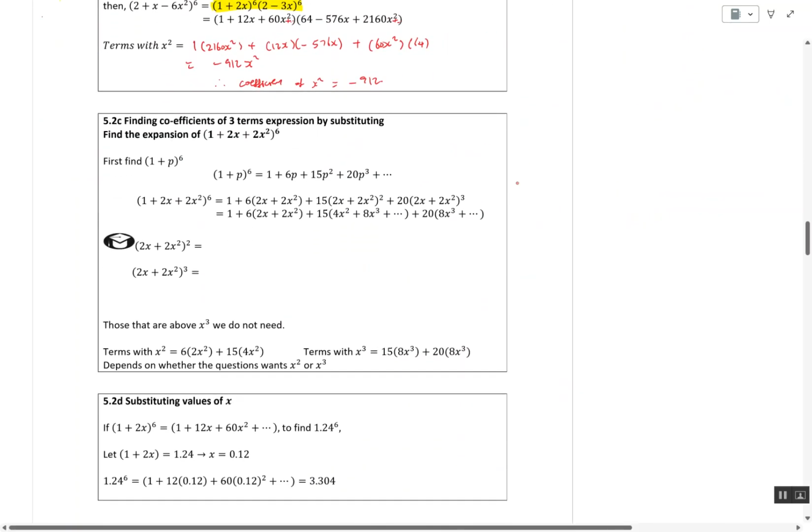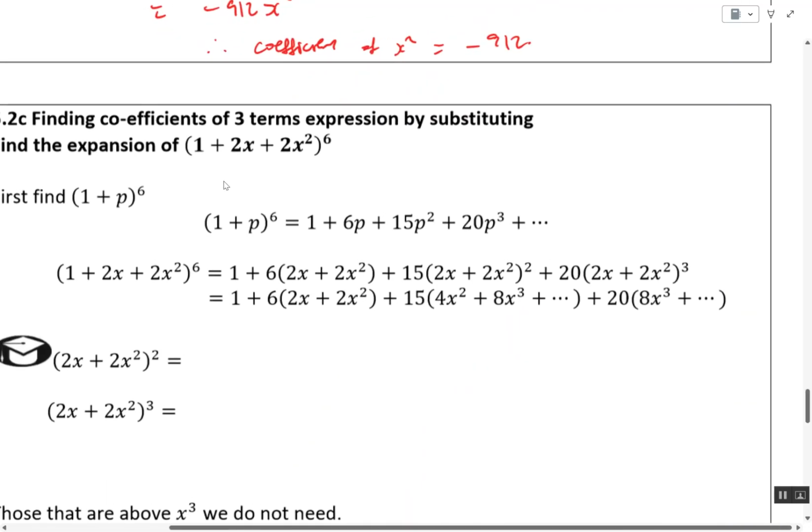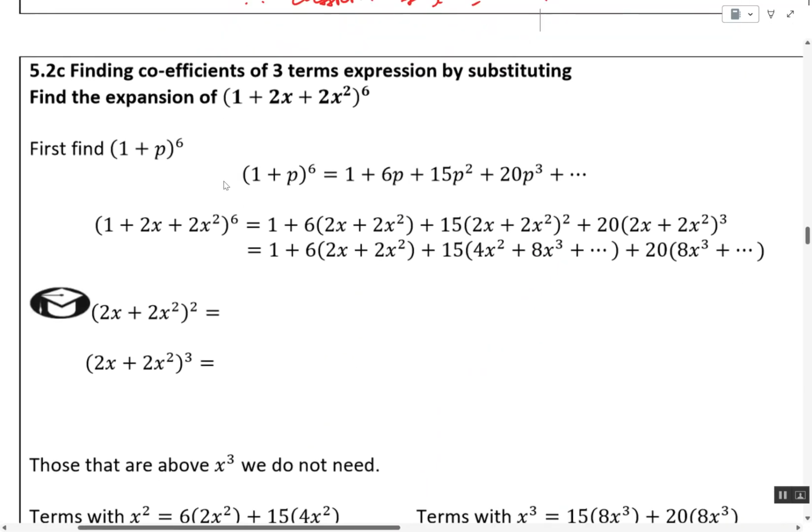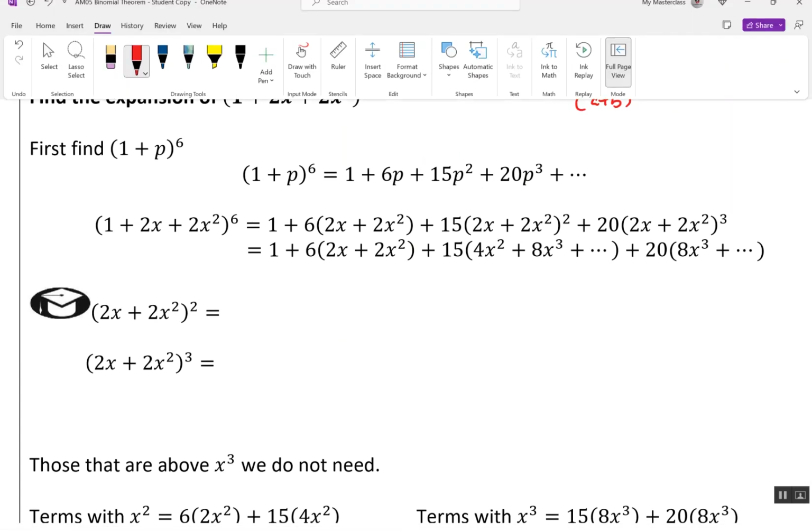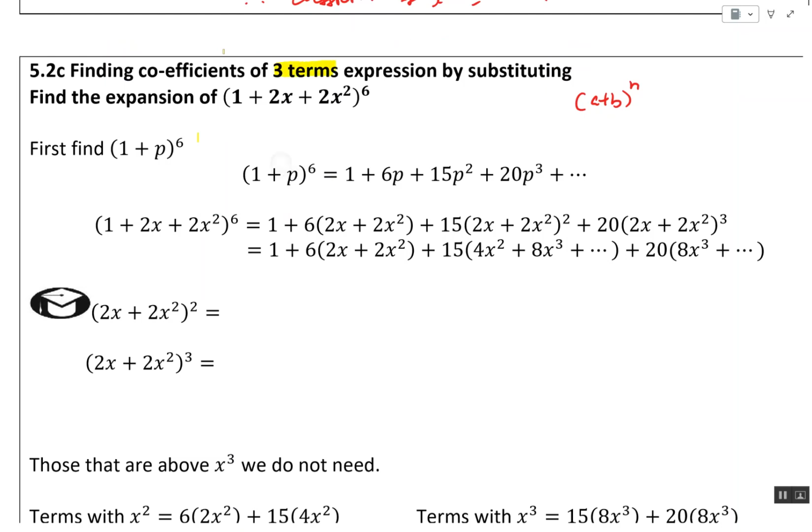Then the third type of question. So far in binomial expansion, you have been learning where I work with two terms, which is the a plus b power n, right? Two terms inside. What if I have three terms here? Something like this here.